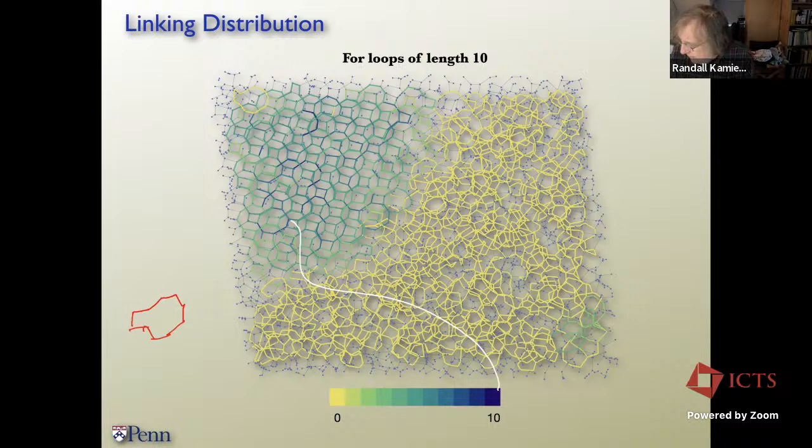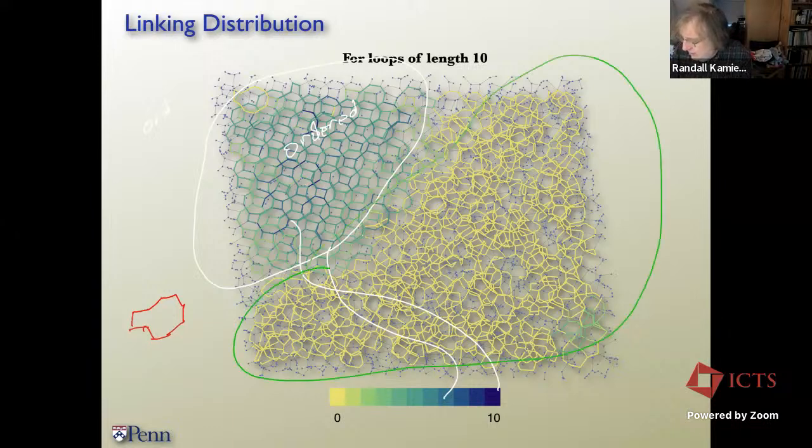And if they had, say, 7 loops, she'd color them green. And she discovered that most of the time, the ones that were linked were up in the ordered region. And here, in the disordered region, look at that. It was mainly 0. Most of the time, those loops had nothing linked in them.